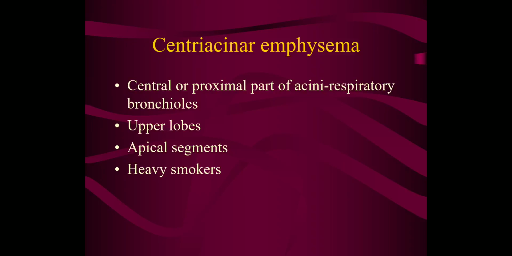Now first we speak about centriacinar emphysema. Here the part which is affected is the central or proximal part of the acinus, that is, the respiratory bronchioles are involved. It is more commonly seen in certain parts and in certain individuals. It is seen in the upper lobe of the lung and also the apical segment. And centriacinar emphysema is more commonly seen in heavy smokers. So that is a peculiar association. So heavy smokers, upper lobe and apical segment are the features most commonly associated with centriacinar emphysema.